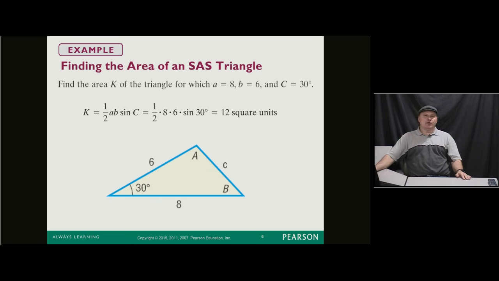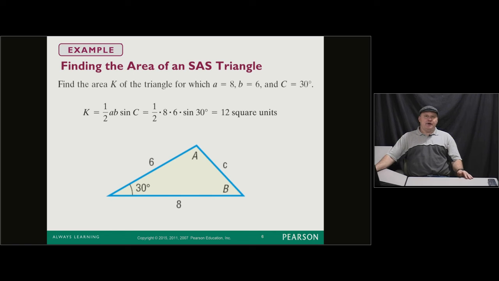Alrighty? So that's how you find the area of a triangle. Notice you don't know the height at all. You know the base, which is maybe 8 if you want it to be, but you don't know the height of the triangle. You don't have a right triangle either. But it's 12 square units for that one.